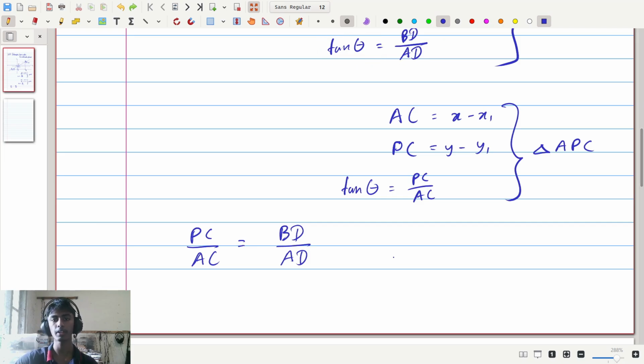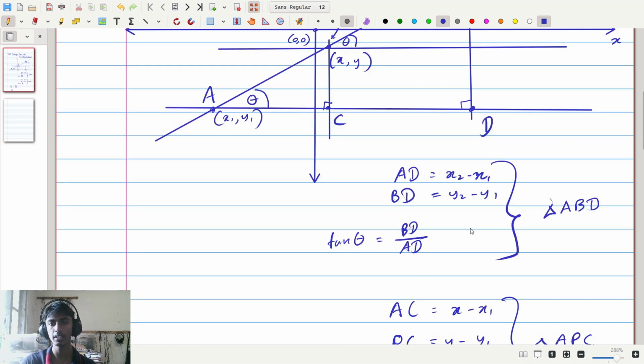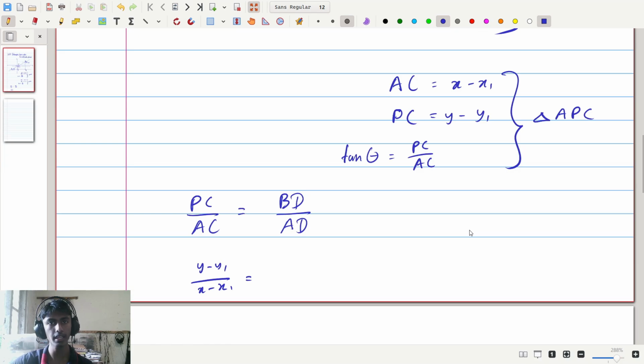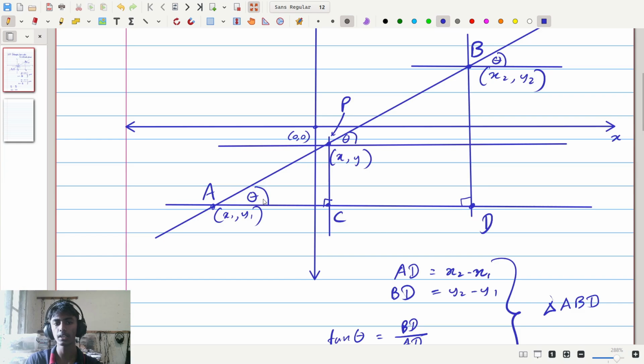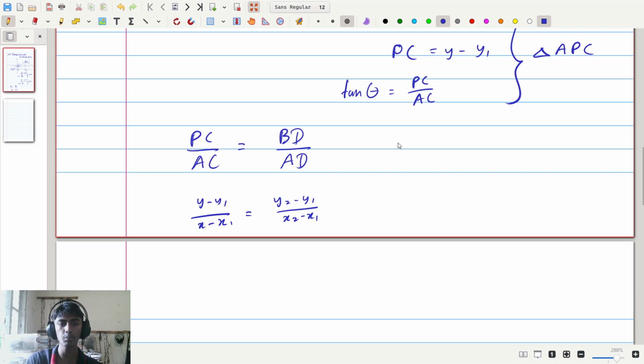So we have this. Substituting in our values, we can see that y minus y1 divided by x minus x1 is equal to, and BD here is y2 minus y1 and AD is x2 minus x1. So it's equal to y2 minus y1 divided by x2 minus x1. This is the most basic way to define a straight line. A straight line is a line where, given 2 points, let's say x1, y1 and x2, y2, we can have any other point along that line satisfying this equation.